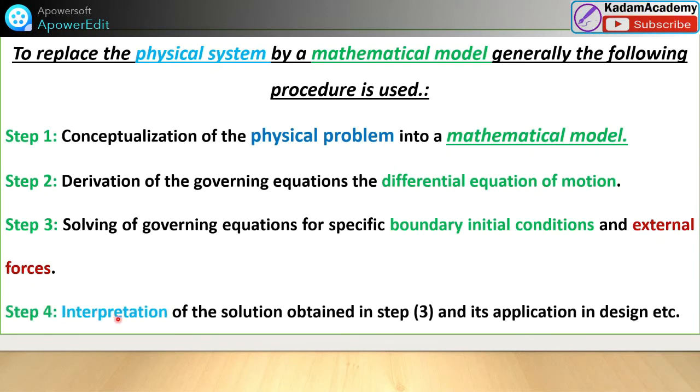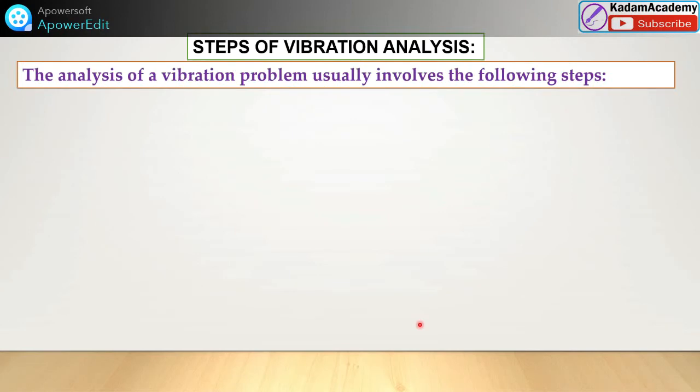Okay, and lastly, interpretation of the solution obtained in step 3 and its application in design. That is the 4 steps. We study one by one. The steps of vibration analysis of the vibration problem usually involve the following steps.